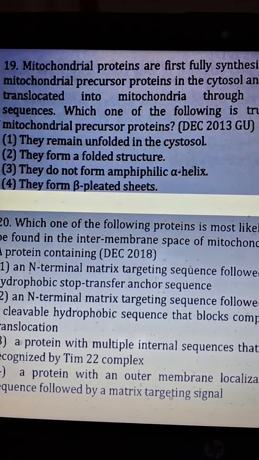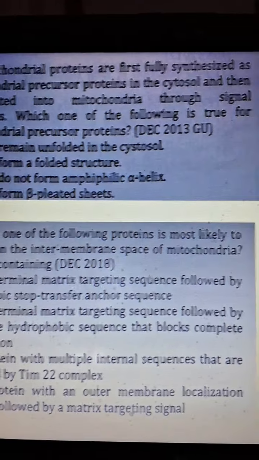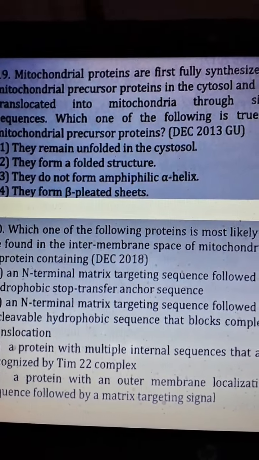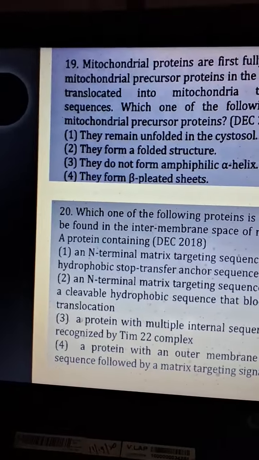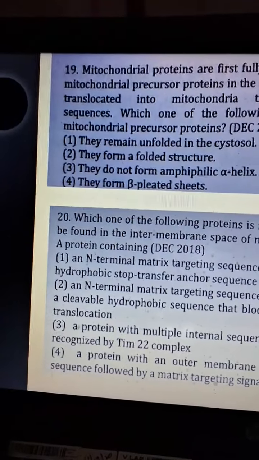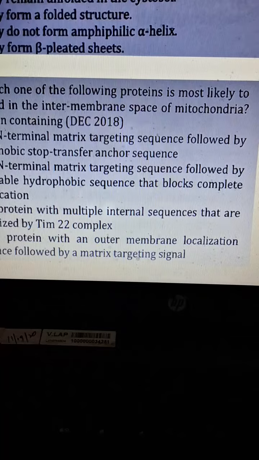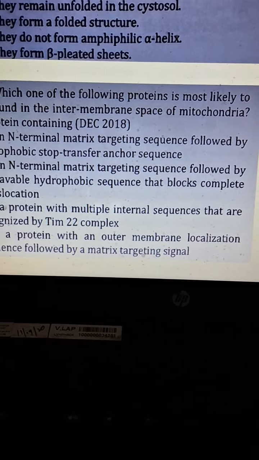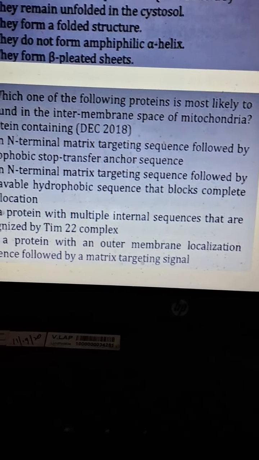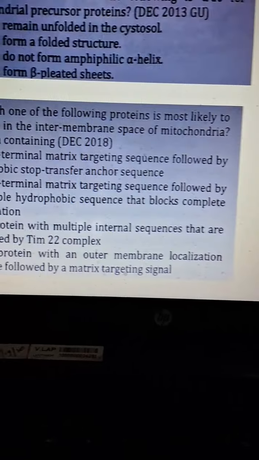Mitochondrial proteins are first fully synthesized as mitochondrial precursor proteins in the cytosol, then transported to mitochondria. As it has to cross the mitochondrial membrane, it must be an unfolded protein, isn't it? Because it has to enter the intermembrane space. It must have an N-terminal matrix targeting sequence followed by a cleavable hydrophobic sequence that blocks the complete translocation, isn't it?